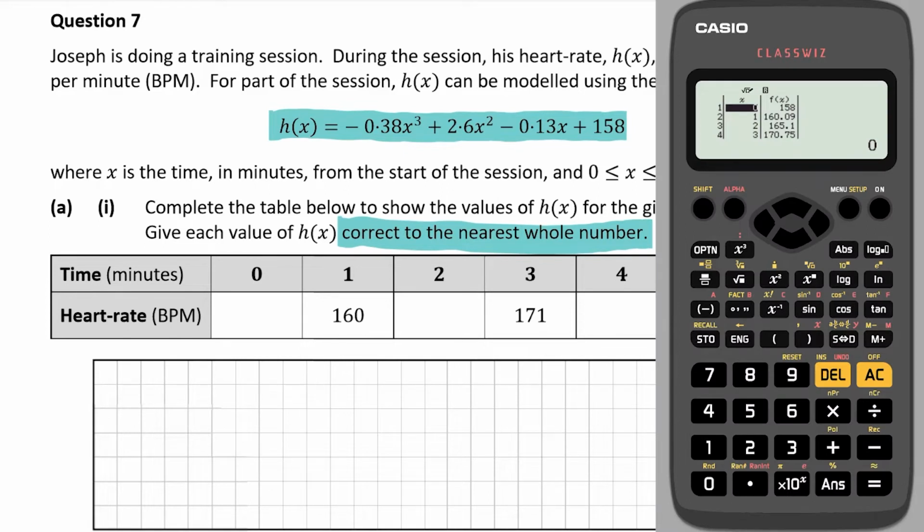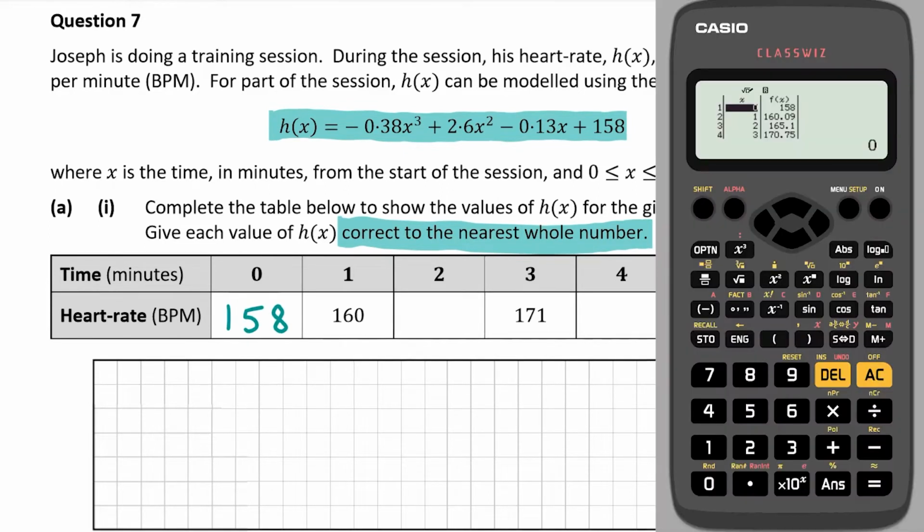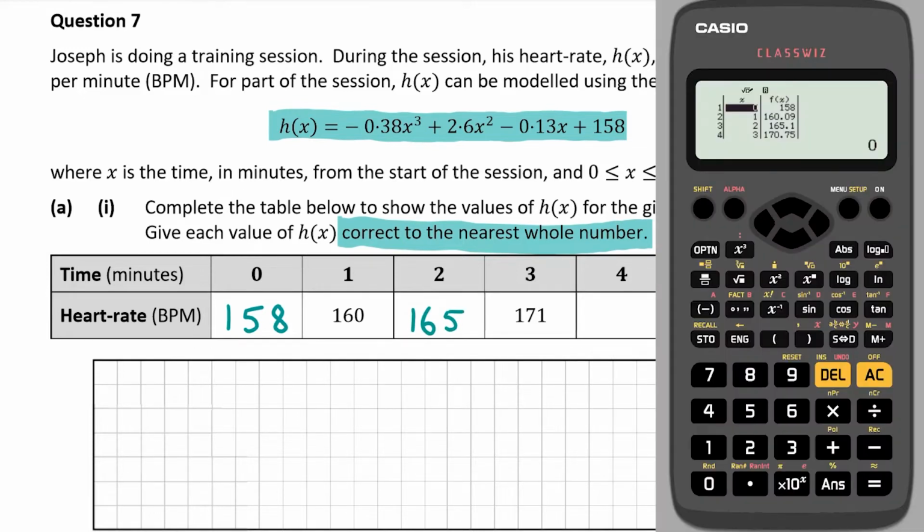So copying the values into the table, we have 158 for 0, 1 is 160.09, and that rounds down to 160, however that's already in, so we don't need to worry about that. 2 is 165.1, that rounds down to 165, so we're going to write in 165. 3 is 170.75, and that rounds up to 171, which once again is already in the table. 4 is 175.76, and 5 is 174.85. So both of those are going to round up to 175.